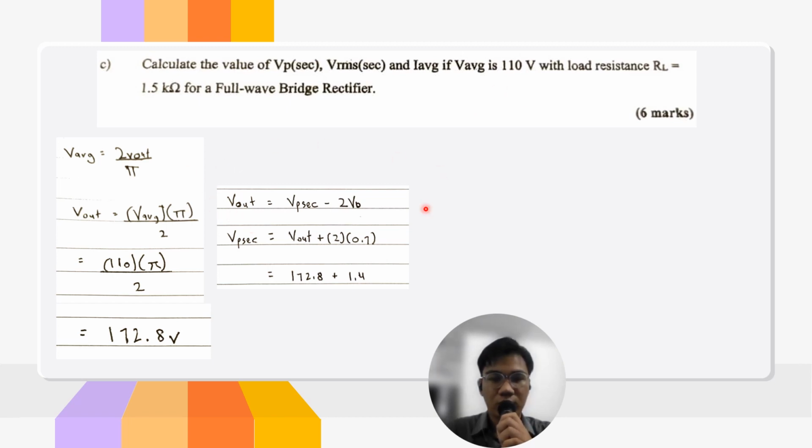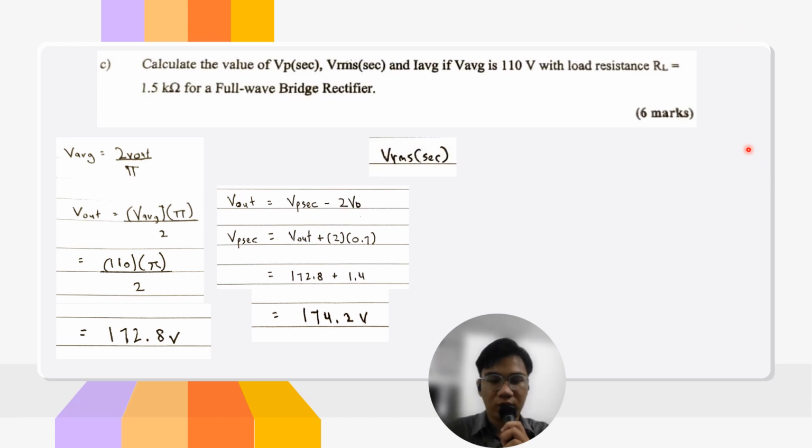Right here we have to rearrange the formula until we get Vp secondary equal to V out plus 2 multiplied by diode voltage, and then we just have to insert the value, 172.8 plus 1.4, and finally we will get the value of Vp secondary, which is 174.2 volt.